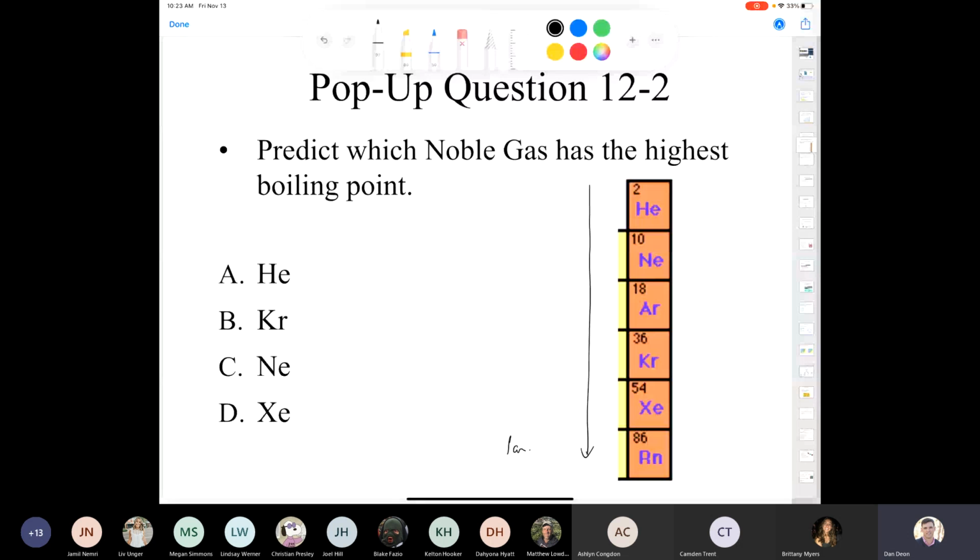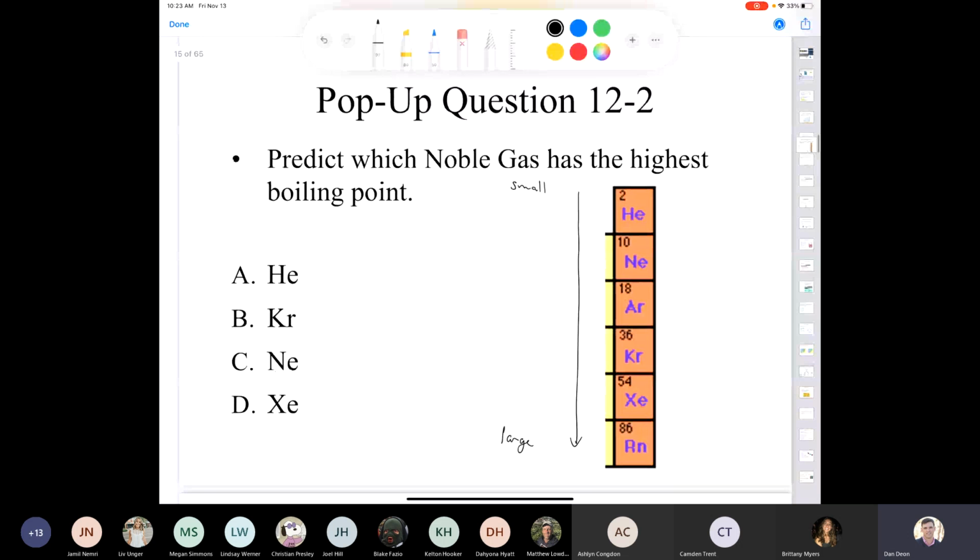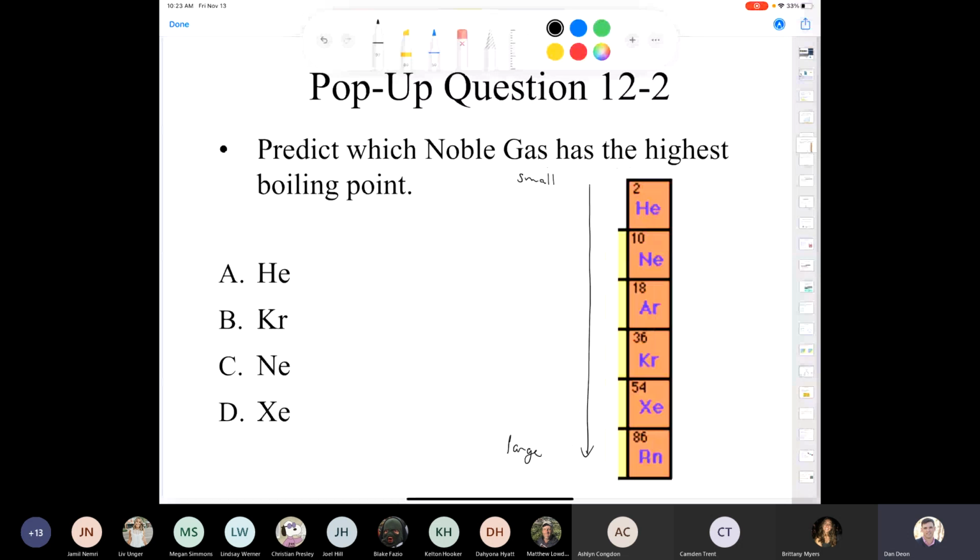So these are large, small, and what do we know about as the electron cloud gets bigger and bigger and bigger? The atom is going to become more polarizable. And the more polarizable the electron cloud is, the greater the instantaneous dipole or the London force will be. And so xenon is going to have the highest boiling point.